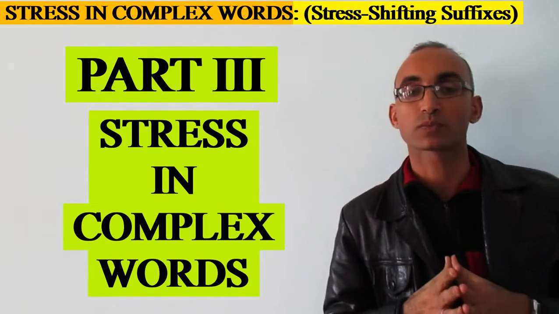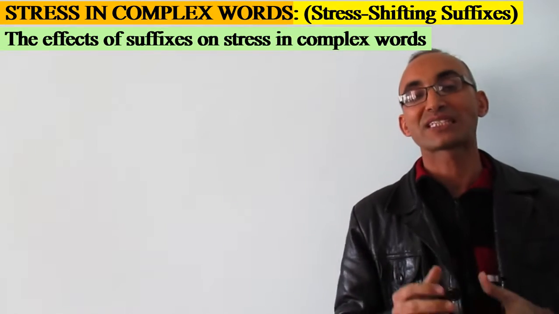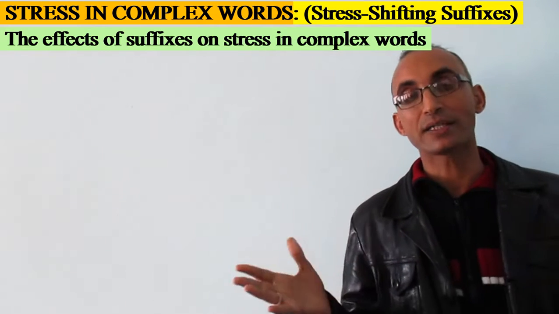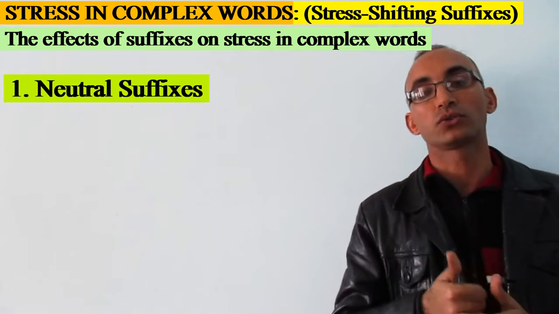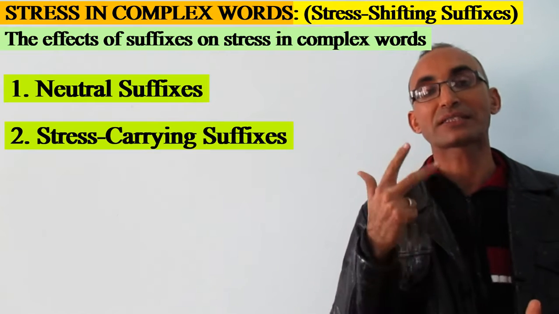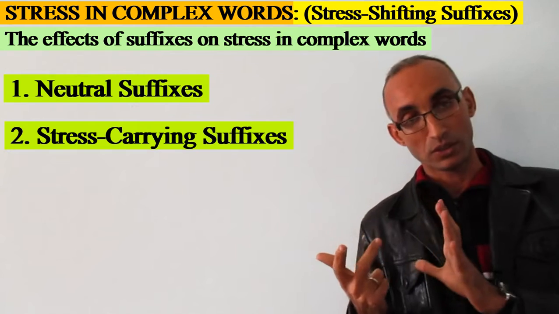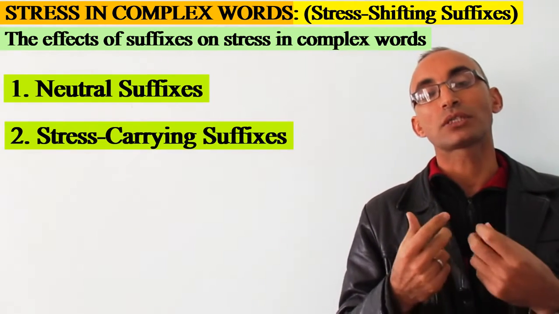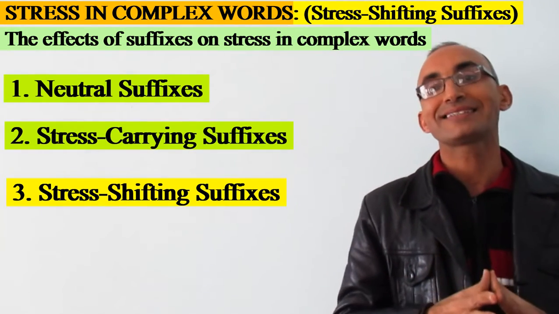We meet again to continue with the third part of our lesson about stress placement in complex words. In our previous lesson, we dealt with the effect of suffixes on stress placement in complex words, and we learned that we have three categories of suffixes. The first are neutral suffixes, which have no effect on stress placement. The second category are suffixes which receive primary stress in themselves. They usually come at the end of the word and are called stress attracting suffixes. What is left is the third category, which is stress shifting suffixes.